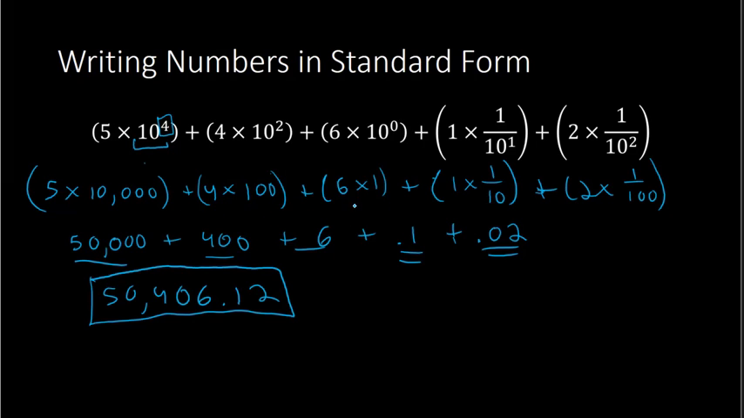You could get good at this and skip these middle steps and just realize that 5 times 10 to the 4th means you have 5 with 4 zeros after. 4 times 10 squared means we have 4 and then 2 zeros after because of the squared. Here we have 6 with 0 zeros after, which would just be a 6. And then 1/10, that would be 0.1. And then here 2 times 1/100th is 0.02. And that would also give you the same thing, where you have 50,406.12.